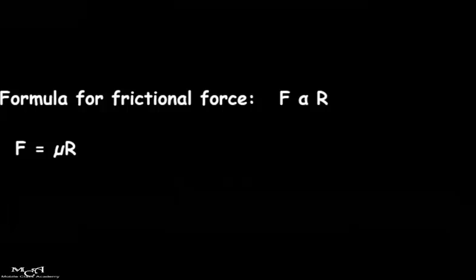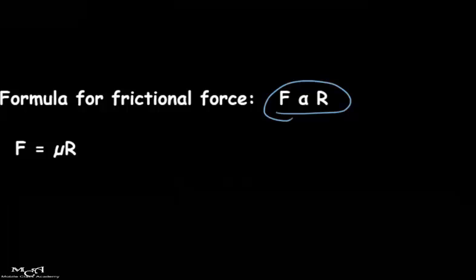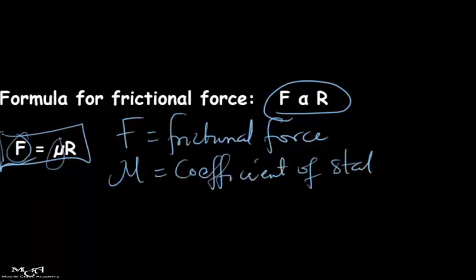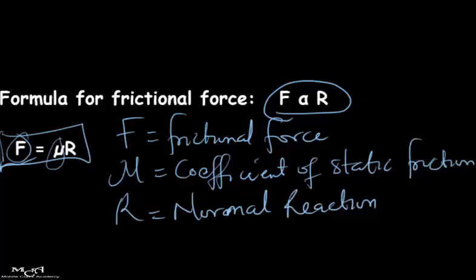Now, formula for frictional force. Your frictional force is directly proportional to what? The normal reaction. It therefore means that frictional force is equal to what? F = μR, where F is the frictional force, μ is the coefficient of static friction, and R is the normal reaction. So F is the frictional force. Your μ is the coefficient of static friction. And your R is your normal reaction. This is the formula for frictional force.